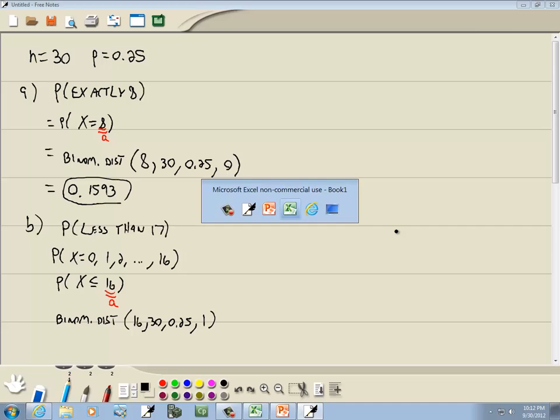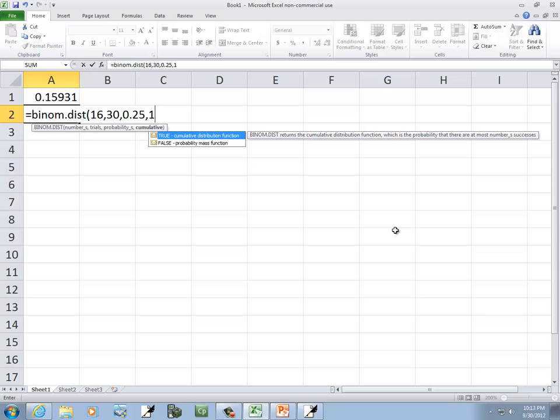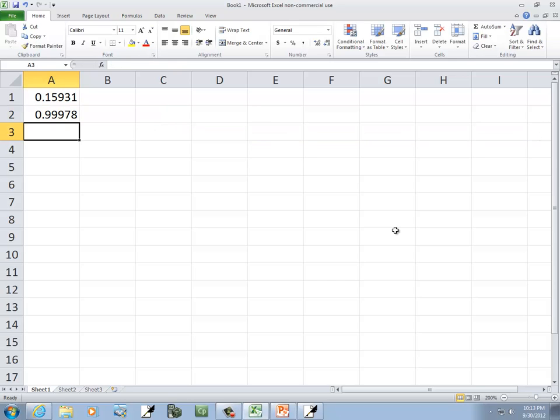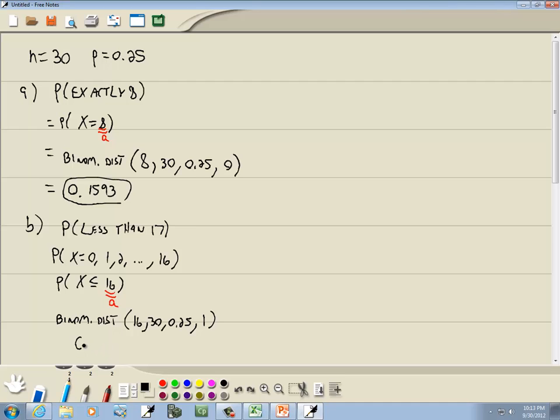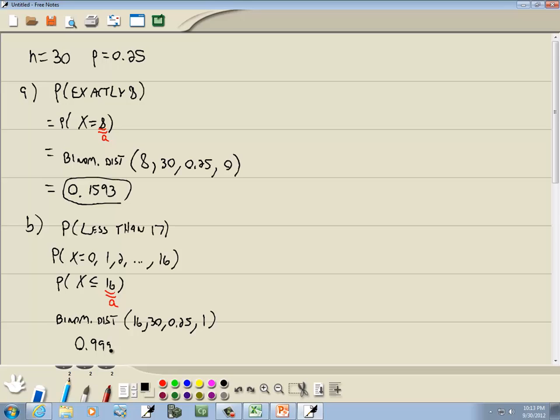So let's go put this in Excel. Equals binom dist 16, comma 30, comma 0.25, comma 1. And that gives us 0.9998, three nines and 8.